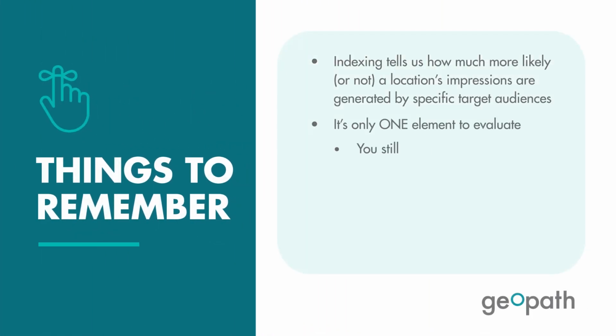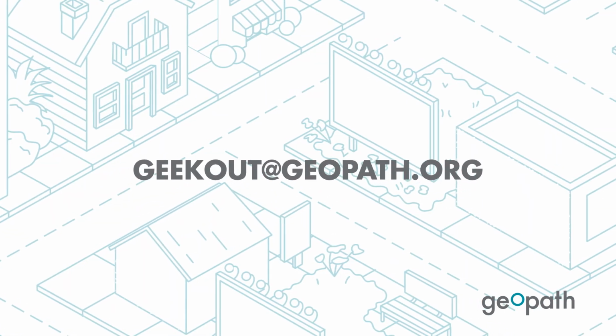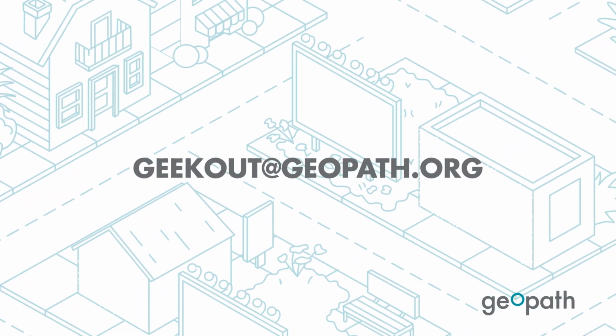Some things to remember. Composition provides an additional audience metric to evaluate the suitability of locations, but it's indexing that puts the number into perspective. It's important to remember to evaluate all metrics combined as they each tell a story. Ideally, a location would have an index of 100 plus, with also high impressions or reach against the target. We hope this provided a clear explanation of indexing and puts composition into perspective.